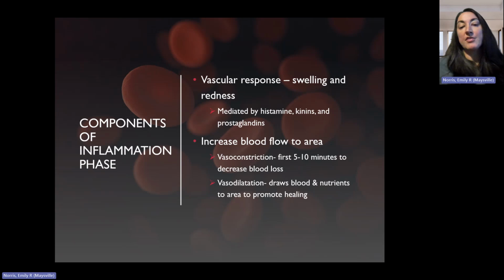So continuing on with other components of the inflammatory phase, the next several slides will discuss the different components. The vascular response is our swelling and our redness. It brings histamines, kinins, prostaglandins all to the area. Right after an injury, during the first few minutes, 5 to 10 minutes, there is a vasoconstriction where the blood vessels get smaller in an attempt to decrease the amount of blood that's lost. And then after that, there's vasodilation where the blood vessels expand in order to bring more blood and nutrients to the area to promote healing.